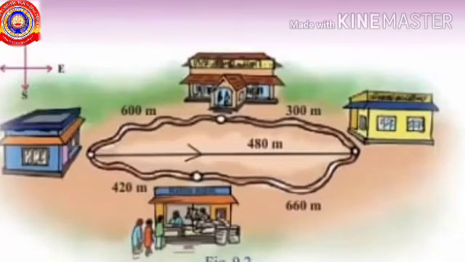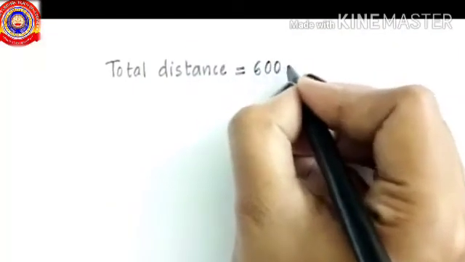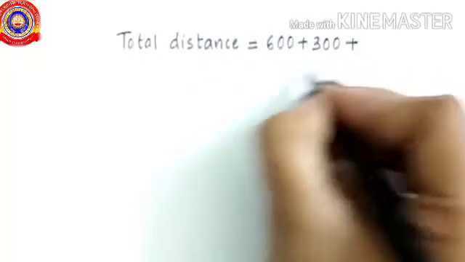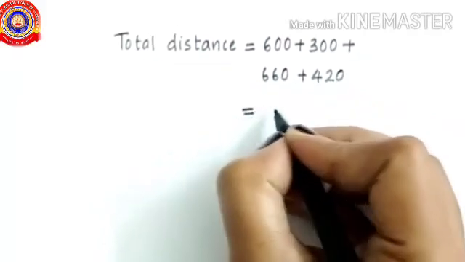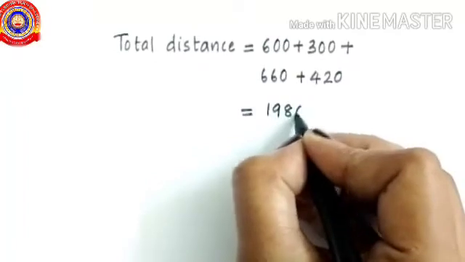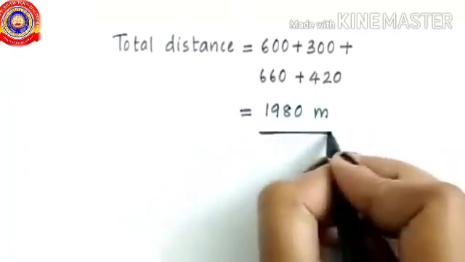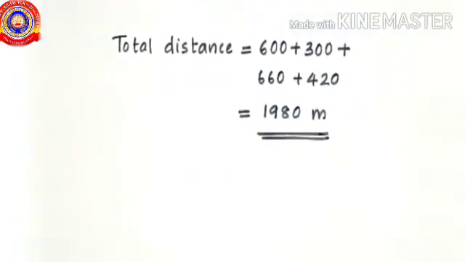This is the figure, and you know that the person goes to office through Hospital Road and returns back through the road near ration depot. We have to find the total distance he covered. That means we have to find the distance he covered to reach the office and back to home. So, total distance equals 600 plus 300 plus 660 plus 420. That is equal to 1980 meter. This is the total distance he covered on his entire journey.